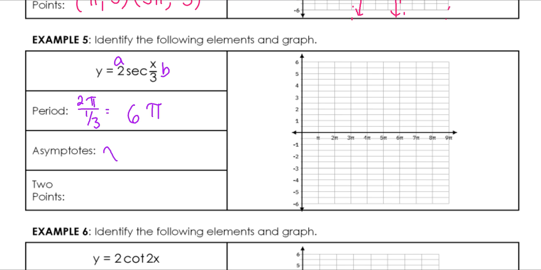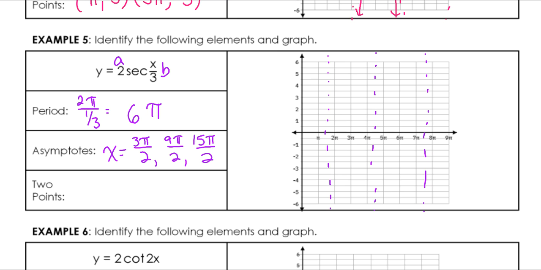My asymptotes on this one would be at the x value of 3 pi over 2. And then since my period is 6 pi, it's going to take a whole 6 pi to go through that again. So the next one is at 9 pi over 2. So that's at about here. And then I'm going to have one at 15 pi over 2. So that is about here. So that's where my asymptotes are.